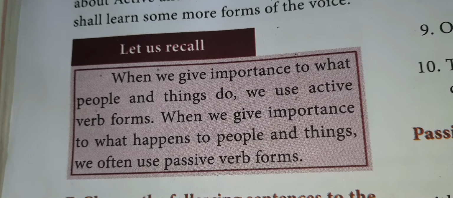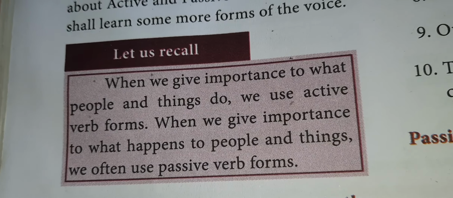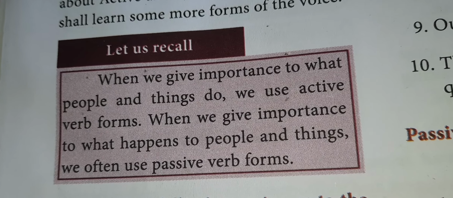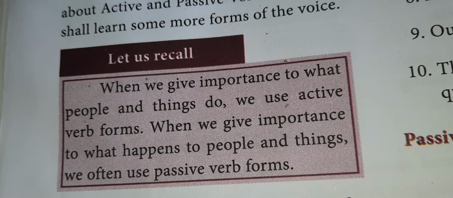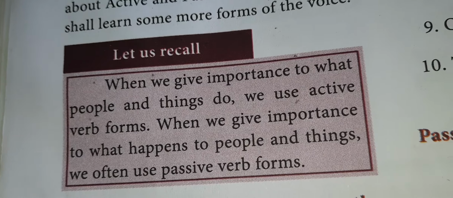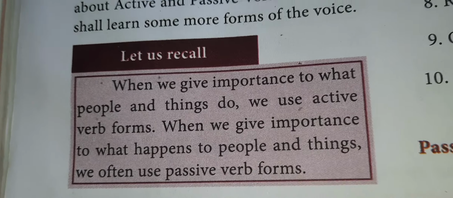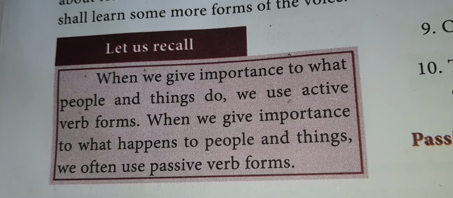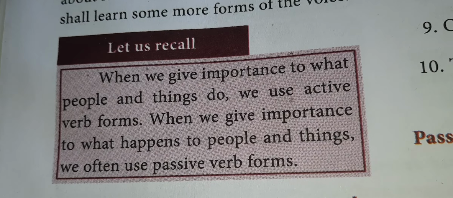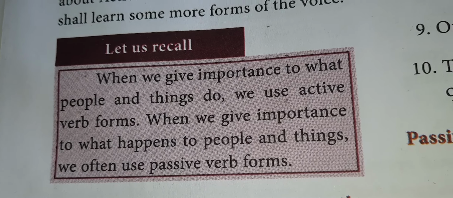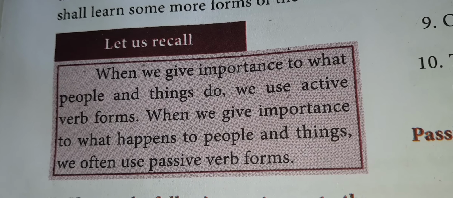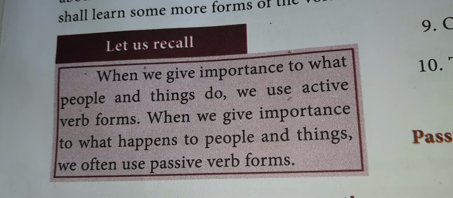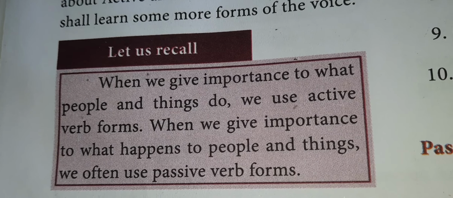So let us recall. When we give importance to what people and things do, we use active voice. If you read this well and understand the meaning, it will be easy for you. When we give importance to what people and things do, we use active forms. When we give importance to what happens to people and things, we often use passive voice.